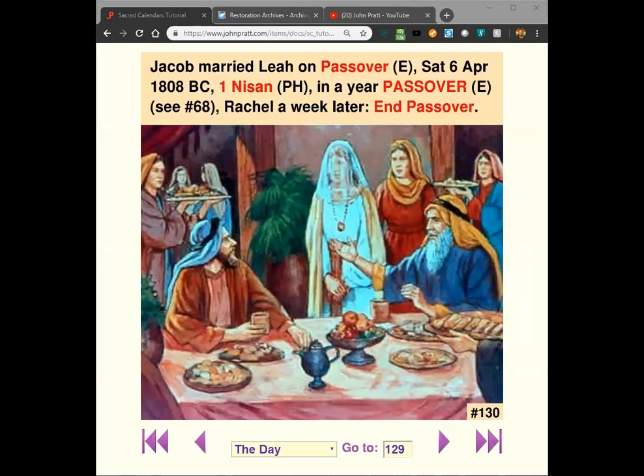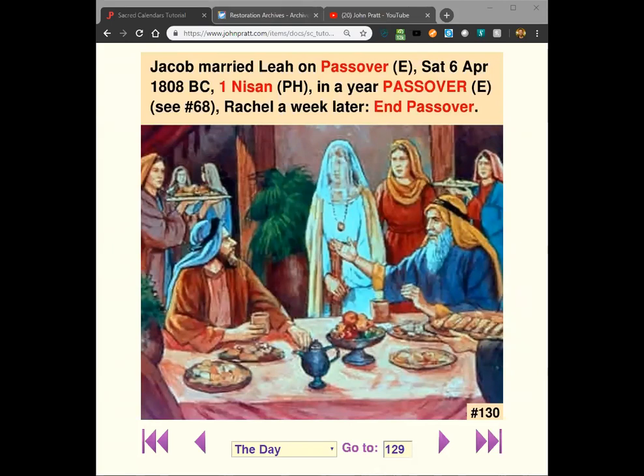So, as you know, Jacob was set up to marry Rachel first, and tricky daddy swapped wives on him, and he ends up marrying Leah. And it was a really cool day, Passover on the Enoch calendar. It was Saturday, April 6th, and you know, April 6th is a meaningful day on our calendar for the birth of Christ. It's 1 Nisan, so that's New Year's Day on the Hebrew calendar, first day of the year, and the year has a name.